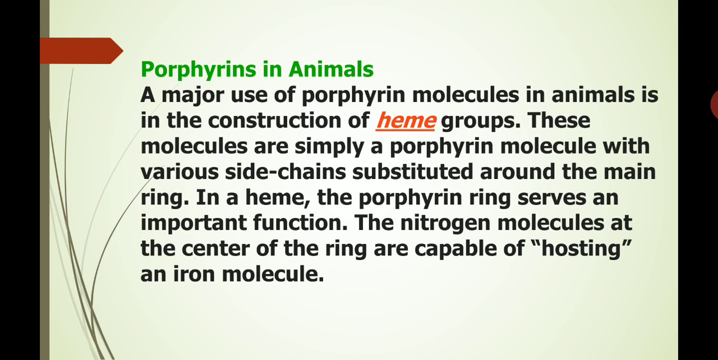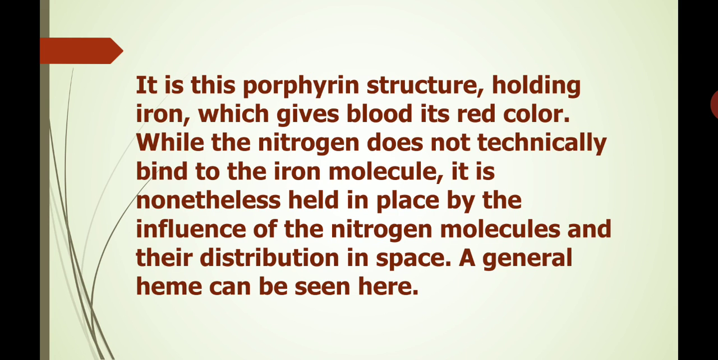Now we'll take the porphyrins in animals. As I had told you just now, a major use of porphyrin molecules in animals is in the construction of heme groups. These molecules are simply a porphyrin molecule with various side chains substituted around the main ring. In a heme, the porphyrin ring serves an important function. The nitrogen molecules at the center of the ring are capable of hosting an iron molecule. It is this porphyrin structure holding iron which gives blood its red color.